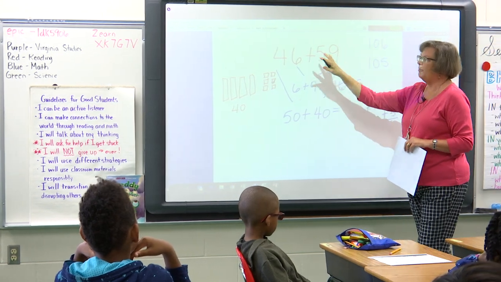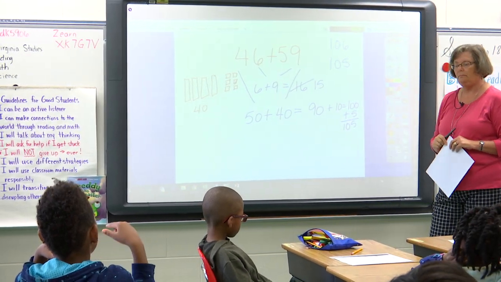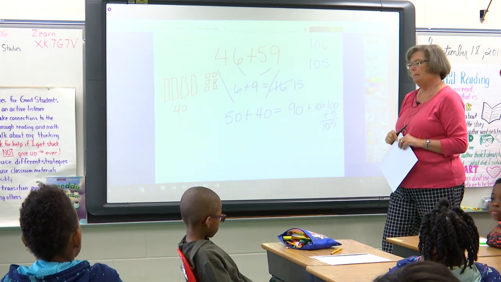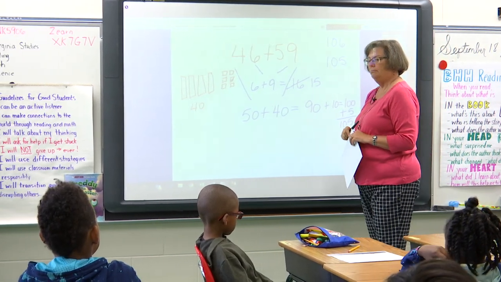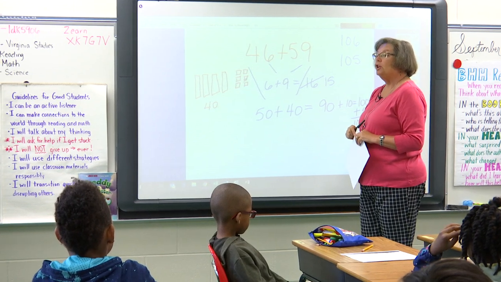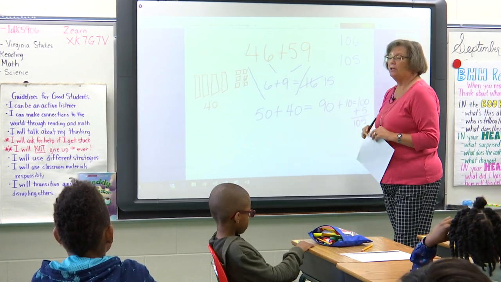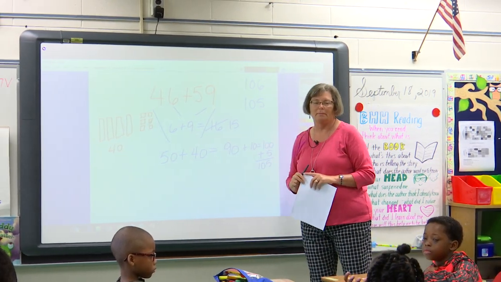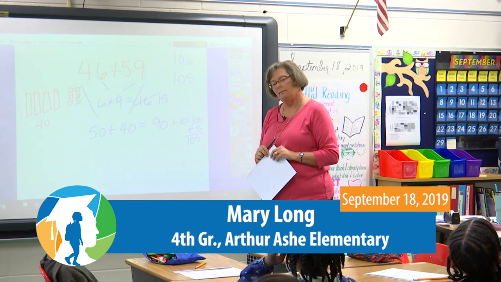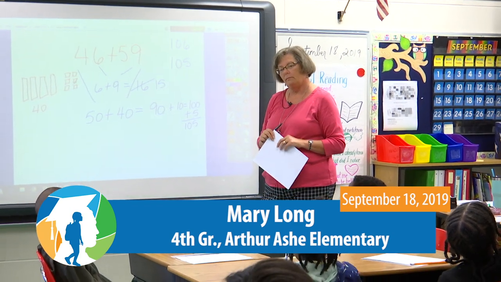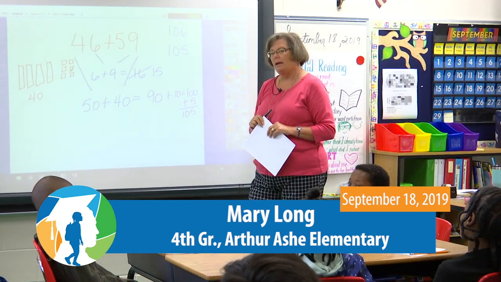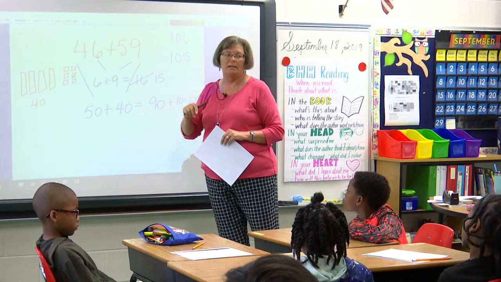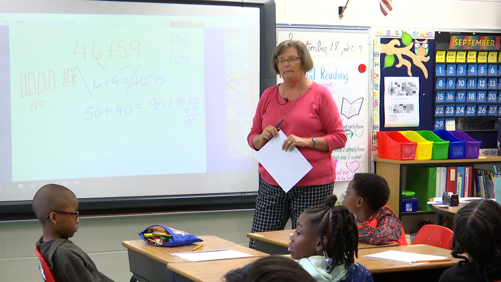So you were thinking about breaking that apart in your head. And then I did 5 rods. Okay. And then I just added. It's basically like your mind, but with his body. So you were thinking about breaking it apart in your head. Okay. Madison, we'll do one more. So did anybody solve it different than Grayson and Shimon and Kavion?